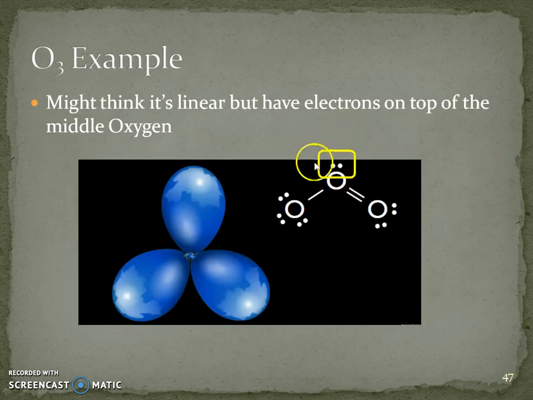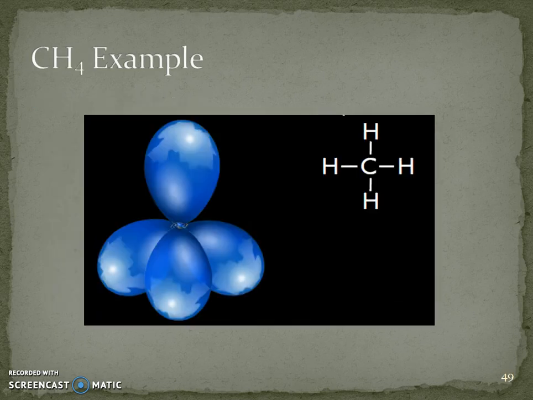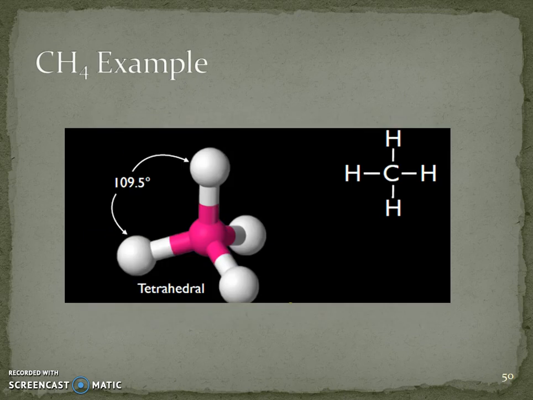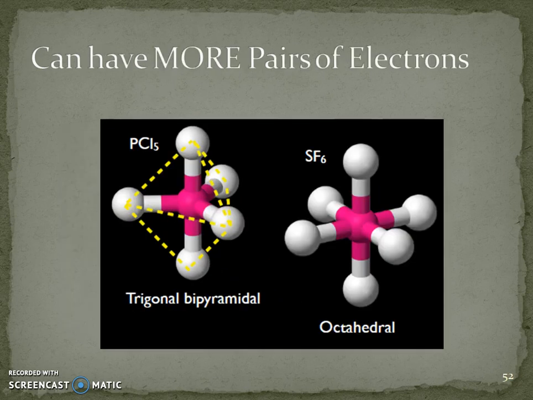Ozone, a third one. Now he talked a little bit more in detail about these lone pairs of electrons. This would be bent, okay? This would have a bent molecule because of those lone pairs of electrons pushing down on the other single and double bond there. Methane, again, this would be tetrahedral. It would have a 109.5 bond angle. And again, if we label each of those electron domains as S, P, P, P, we would end up with SP3 hybridization.